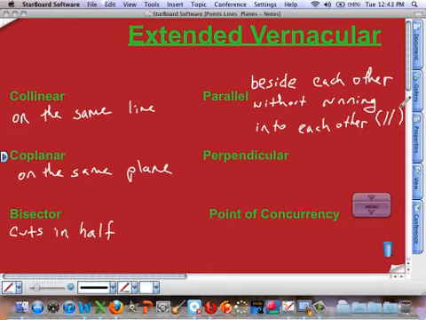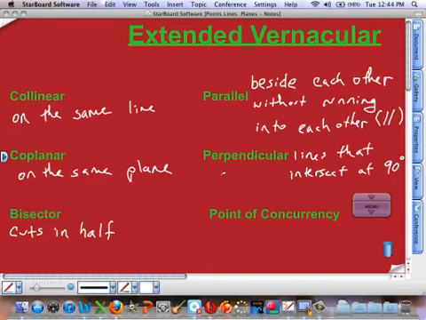What does it mean to be perpendicular? All right, someone knows. Like, they're running into each other. Just any intersect? 90 degrees. Okay, so we have lines that intersect at 90 degrees. What do we call the angle that's 90 degrees? It's a right angle. So perpendicular lines are lines that intersect at right angles.